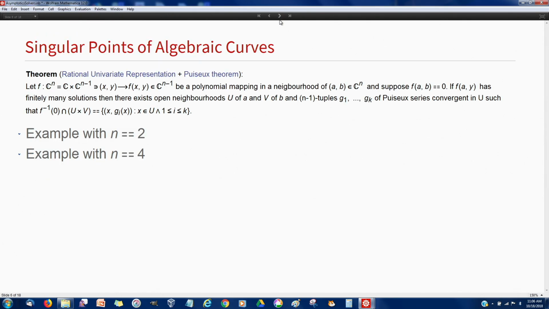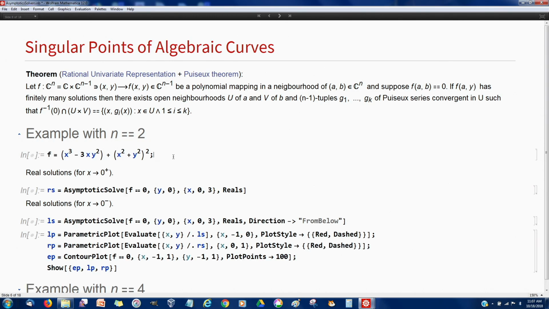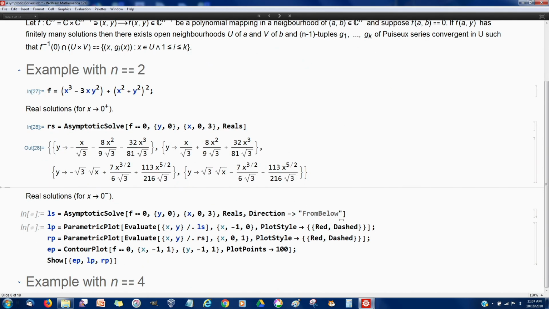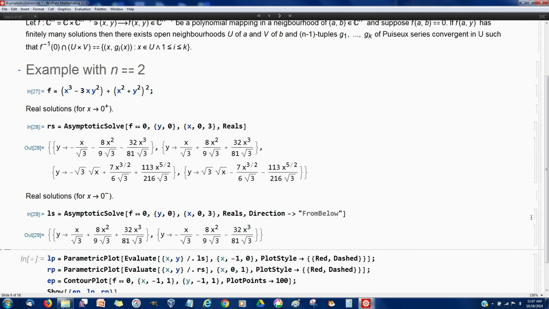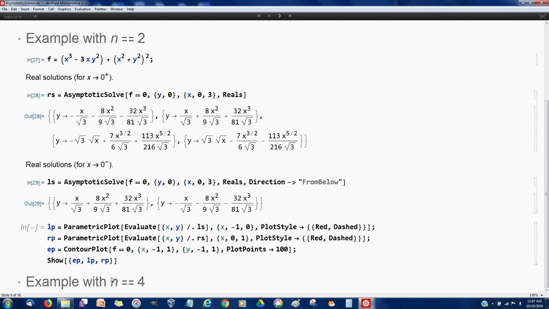So what's the next solvable case? Singular points of algebraic curves. Now we can make y multidimensional, but at the cost of assuming that all the equations are polynomial. In this case, we also get Puiseux series solutions. Here's an example with x and y one-dimensional. Here are the real solutions, and here are the real solutions with direction from below. Depending on which direction we are approaching from, we'll get a different number of solutions and different series. And let's see.